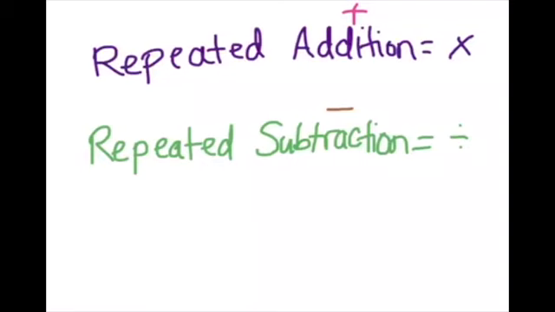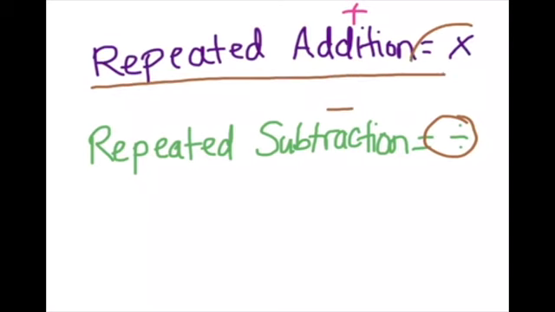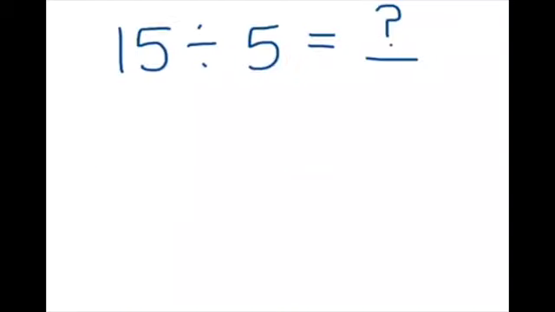So with repeated subtraction, it's a division strategy. And if you remember back to a different time when we did repeated addition, that was a multiplication strategy. So today I'm going to show you how we can repeatedly subtract in order to figure out the answer to a division problem. So with this problem, 15 divided by 5, we do not know the answer. That's why I have a question mark.